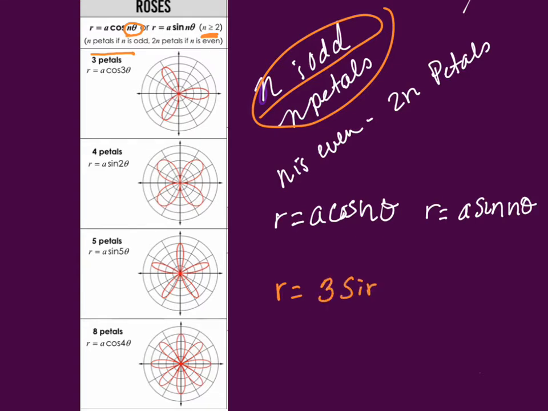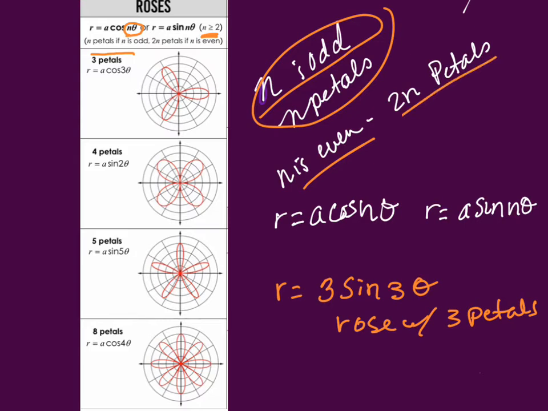3 sine 3 theta, I'm sorry, I need to make it odd. 3 theta, that's a rose with 3 petals. If n is even, you have 2 times as many as n petals. So if I said r equals 3 sine 6 theta, n equals 6, so the petals is 2n. So we have 12 petals.